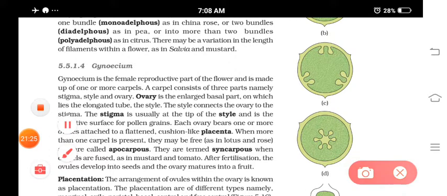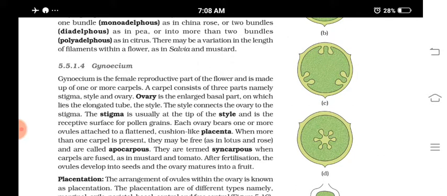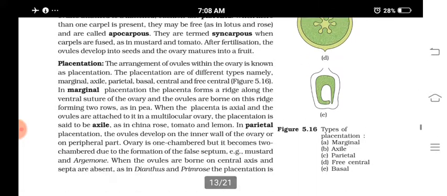Then in parietal placentation, as you see here, the ovules will be seen attached from the peripheral side of the ovary, and the ovary will be single chambered. Later on, sometimes by false septation, it may get divided into two. So this kind of placentation, where the ovules are attached to the peripheral side of the ovary, is called what? Parietal placentation.